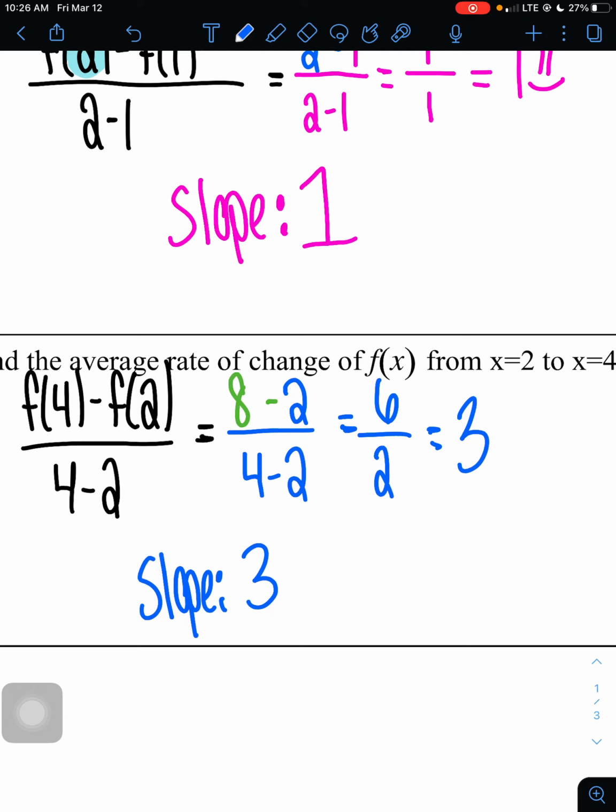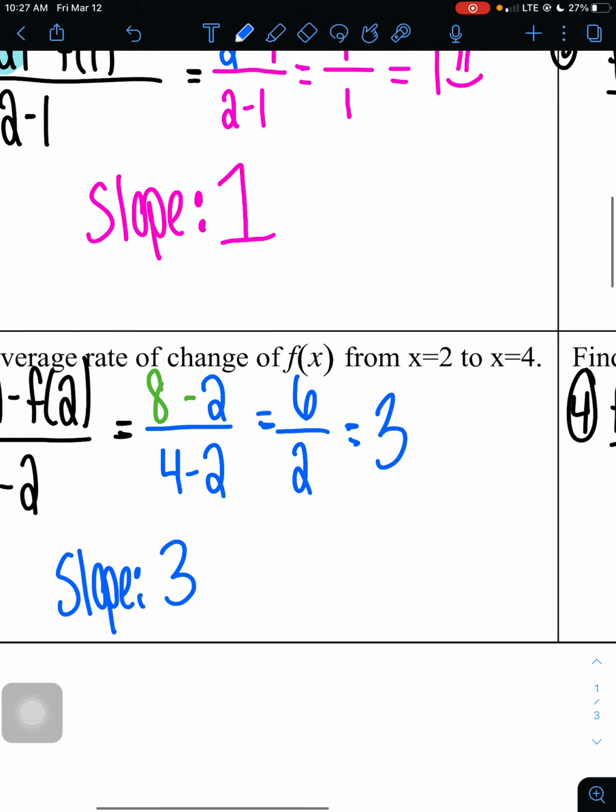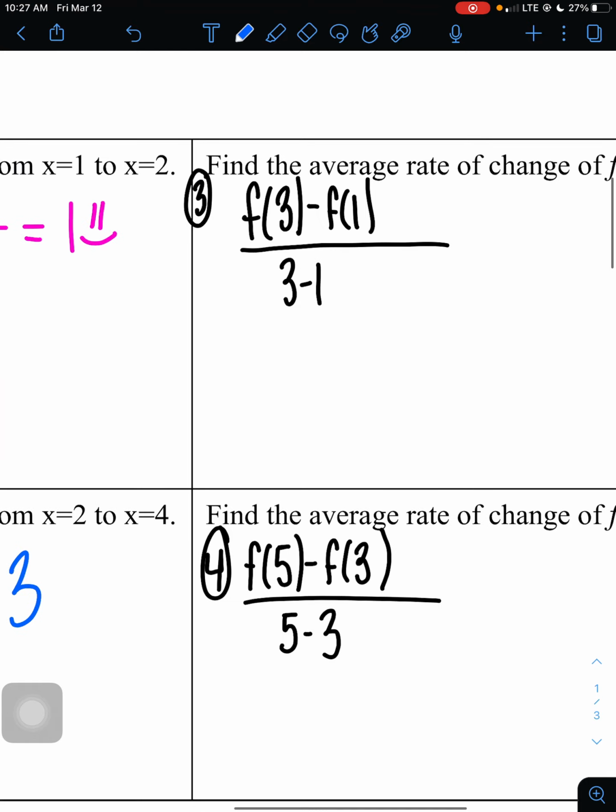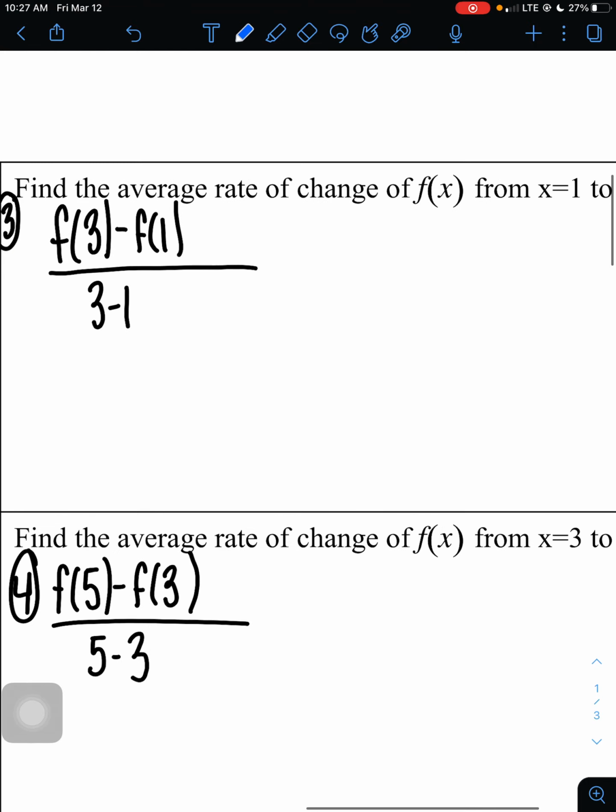So the slope at first was 1. The slope down here is 3. So eventually we're going to have some ways to connect this and compare it to linear functions. So I'm going to save that for the end. Let's go ahead and look at example 3 and then example 4.